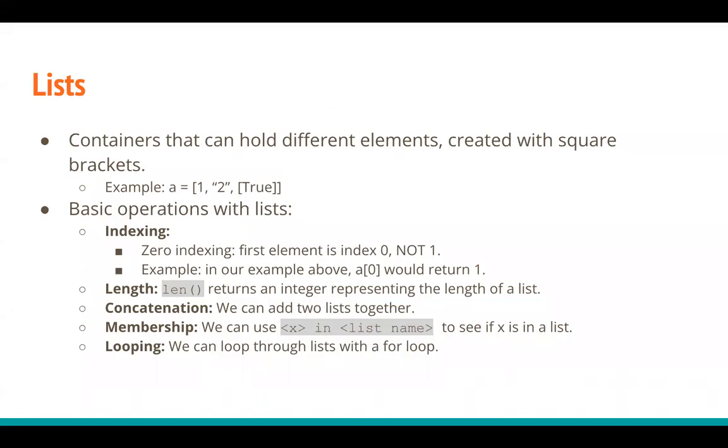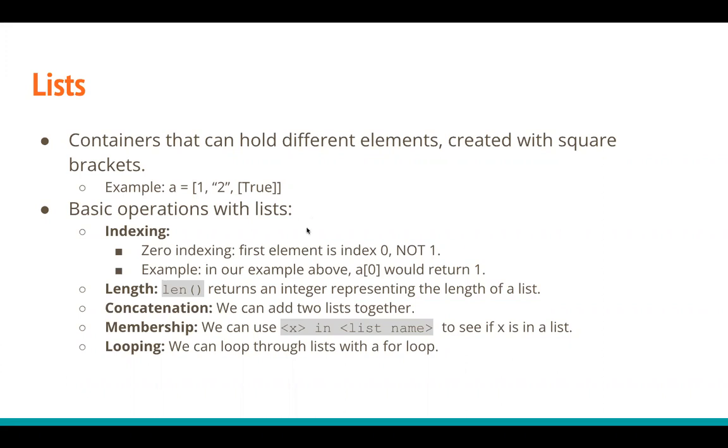So a list is a basic kind of container that can hold different kinds of elements, and you create them with square brackets. You can see in this example here, you can put different kinds of elements in the same list. For example, there's an integer, a string, and another list inside of this list A here.